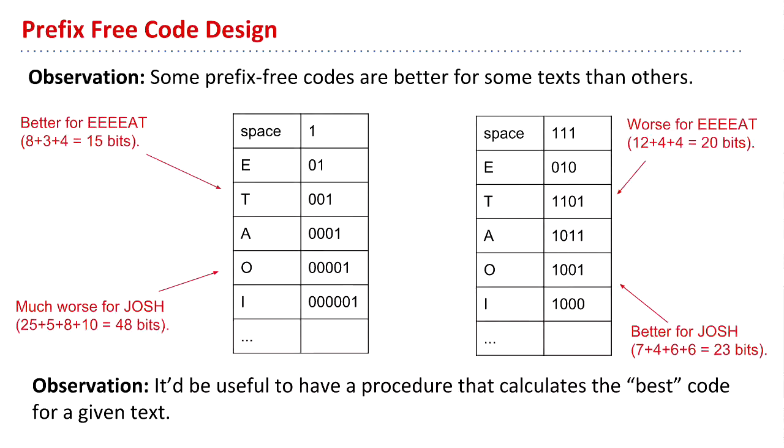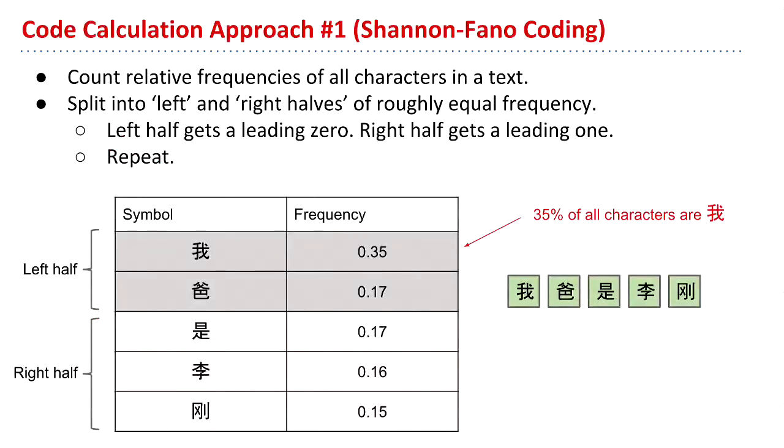So the observation here is that it'd be nice if I had a procedure that, given a text, like the Declaration of Independence or whatever, I find the best code for that text. That might be a useful thing to have, for example. I think it might be cool. So this is actually a really old story.